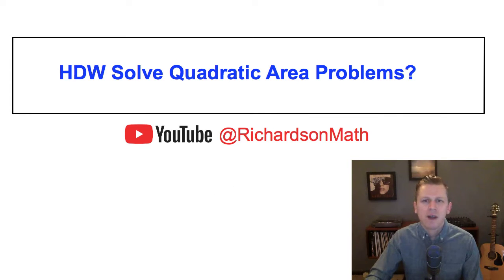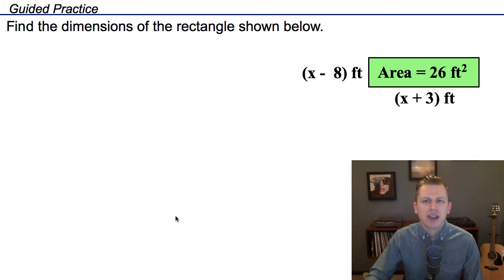When we're talking about quadratic area problems, you're trying to find the dimensions of a rectangle, particularly the length and the width. These problems are a little bit more challenging than you might do for a regular quadratic problem because you kind of have to set up an area problem.